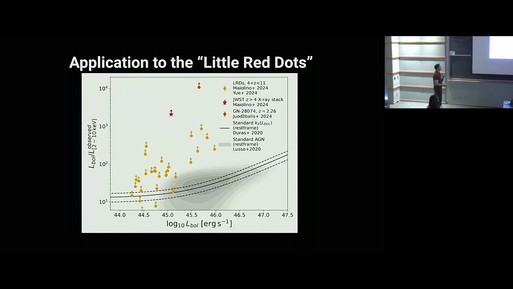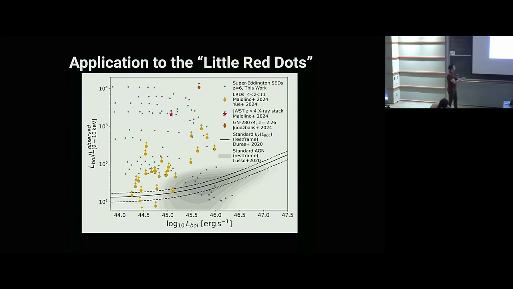So to conclude, what is the direct application to the little red dots, or in general to type 1 AGN by JWST? This plot shows the observed bolometric correction, 2 to 10 keV, for samples from Maiolino and Yue. You can also see the X-ray stack here, and this is the weakest X-ray detected type 1 AGN. In particular, you can see our SEDs with their observed bolometric corrections shown here in blue dots. As you can see, our SEDs can explain not only the single sources, but also their X-ray stack. Thank you.